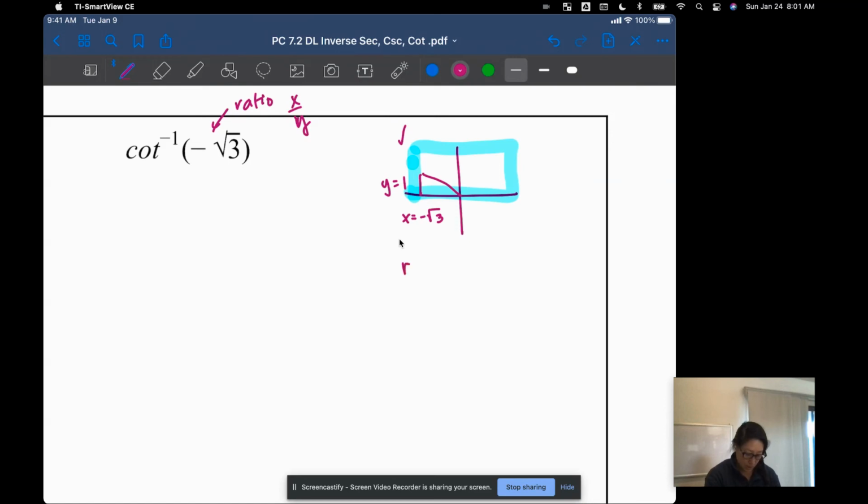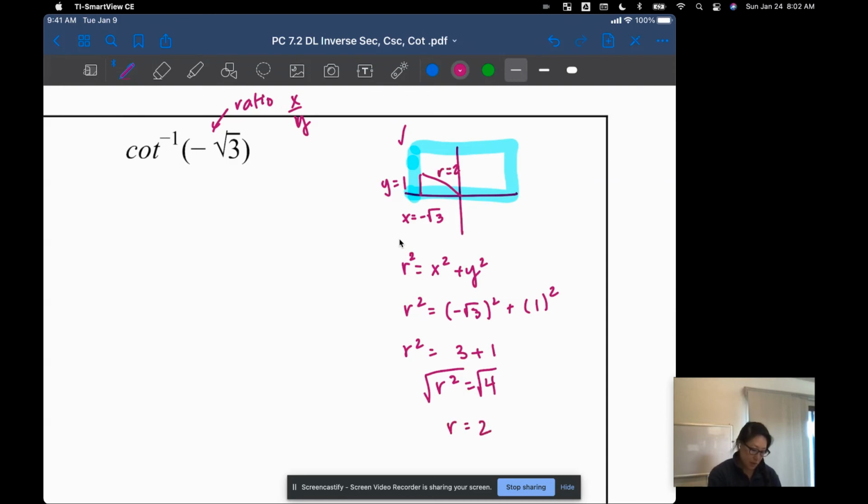Now I need to solve for my r. So r squared is equal to x squared plus y squared. So r squared is equal to negative root 3 squared plus 1 squared. r squared is equal to 3 plus 1. So r squared is equal to 4, and then we'll take the square root of both sides. So r is equal to 2.